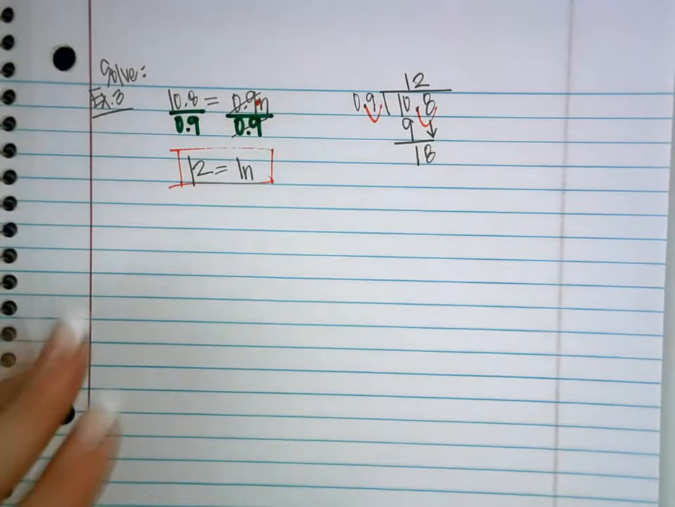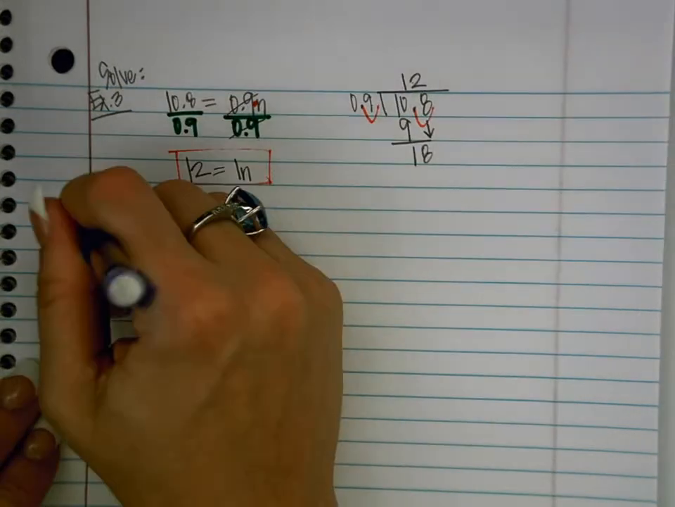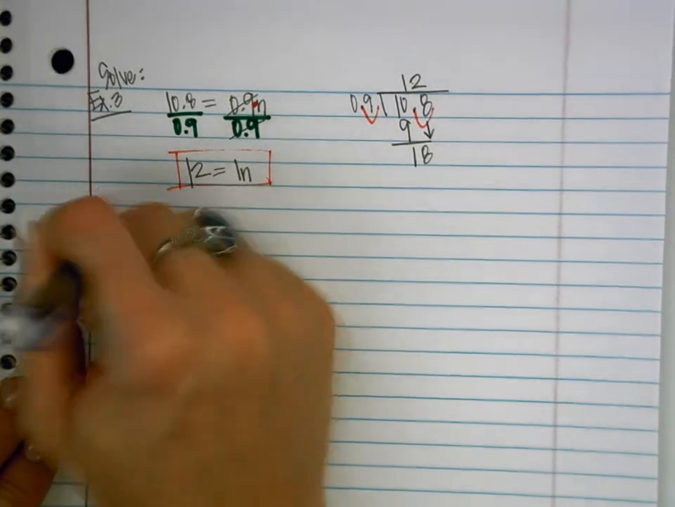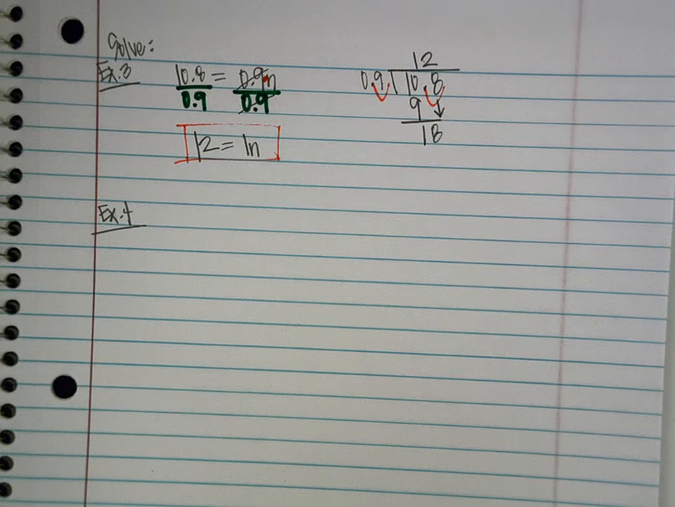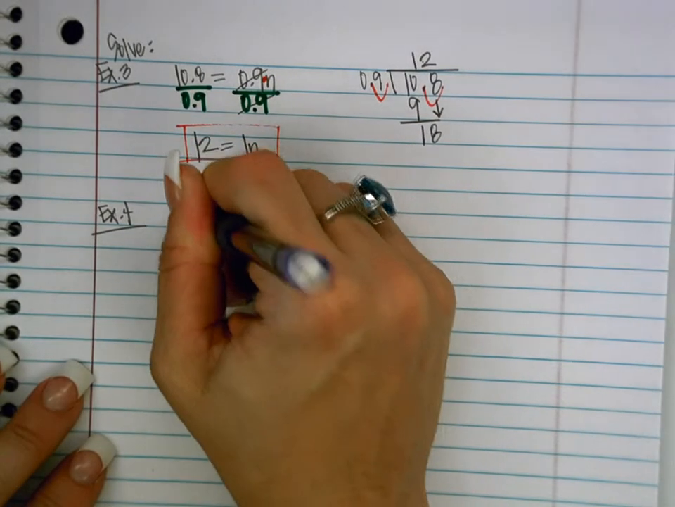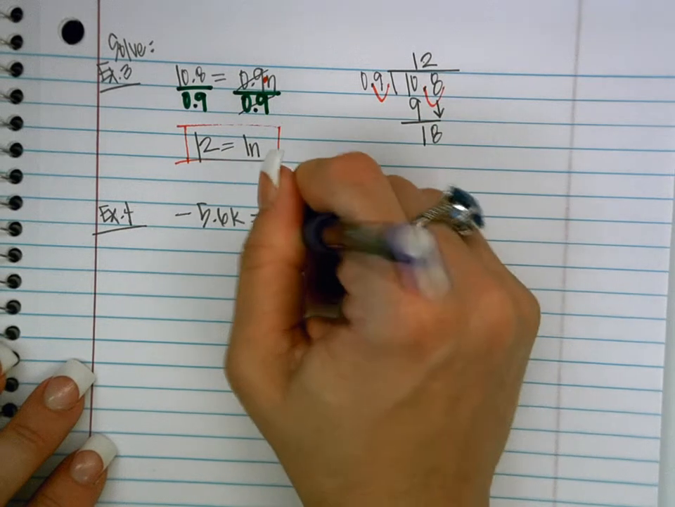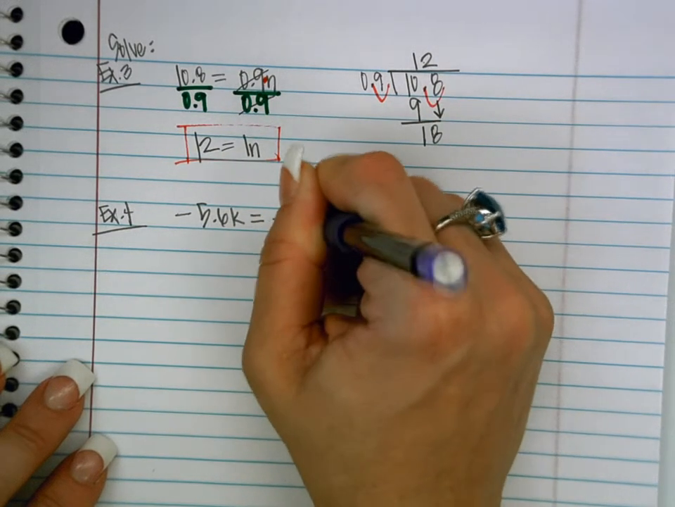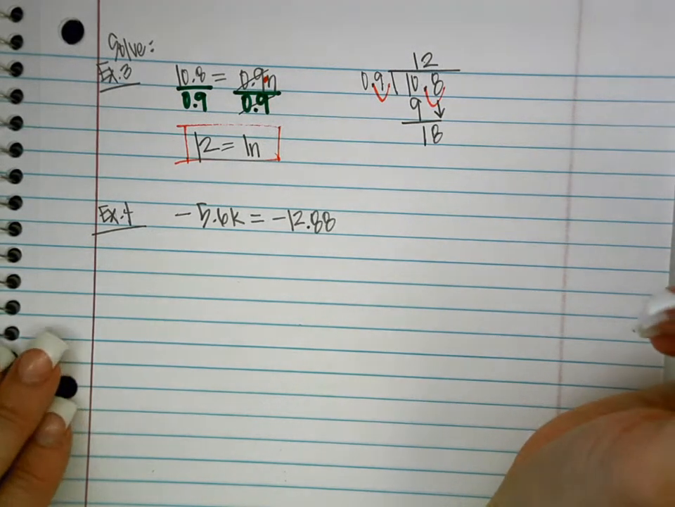Let's try another one. You guys are being really quiet today. Number 4, and this will be the last one because we're not doing a ton of stuff today. For number 4, I would like you to try negative 5.6k equals negative 12.88. Negative 5.6k equals negative 12.88.